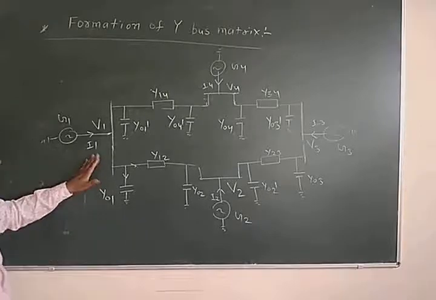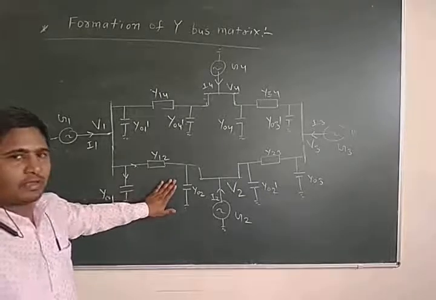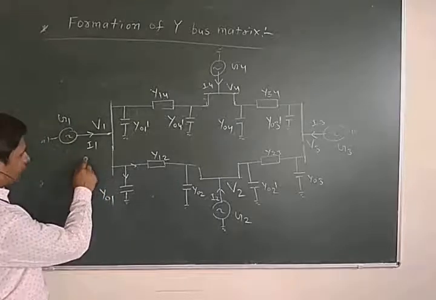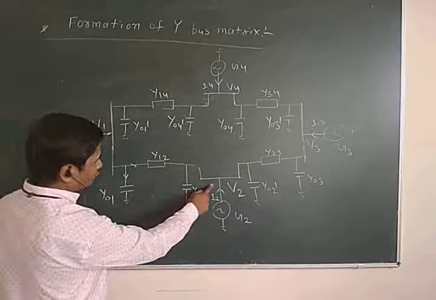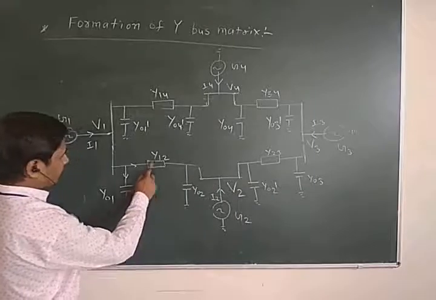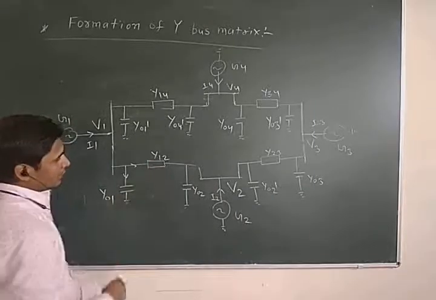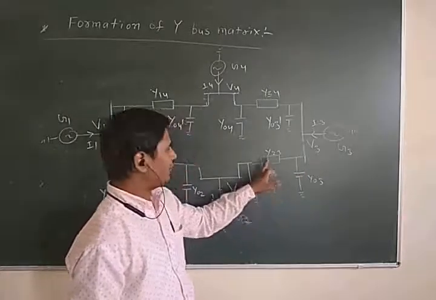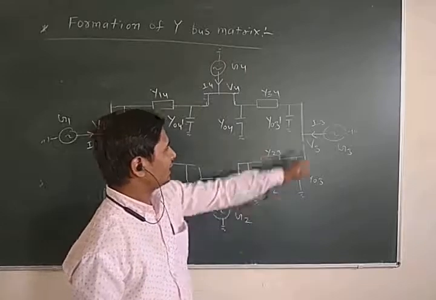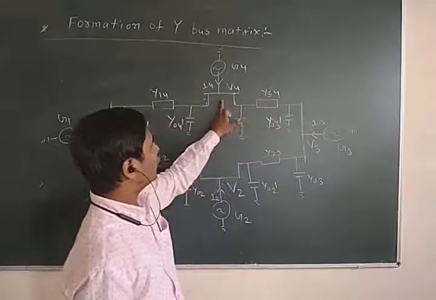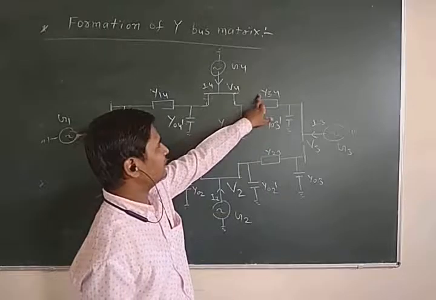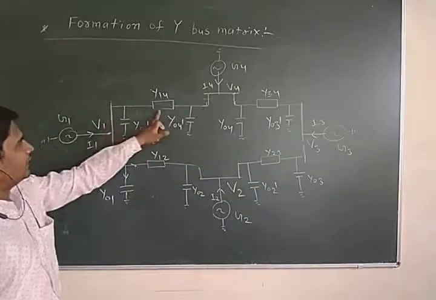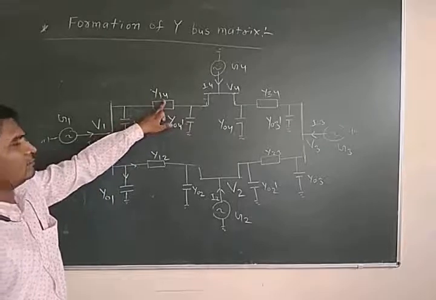Now these buses are interconnected with the help of transmission lines. First we take a transmission line from bus 1 to the second bus. There is a line having admittance Y12, and from bus 2 to bus 3 there is a transmission line having admittance Y23, and from bus 3 to 4 a transmission line having admittance Y34, and from bus 4 to 1 there is a transmission line having admittance Y14.